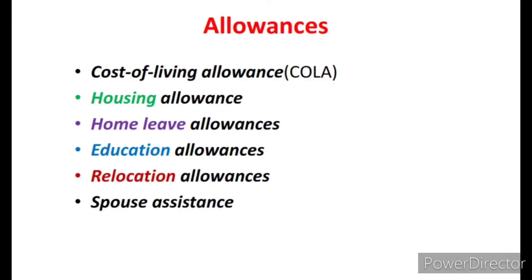For determining the compensation of an international assignment, different kinds of allowances are considered. Those are cost of living allowance, housing allowance, home leave allowance, education allowance, relocation allowance, and spouse assistance. So these are the different kinds of allowances considered for determining the compensation for an expatriate.